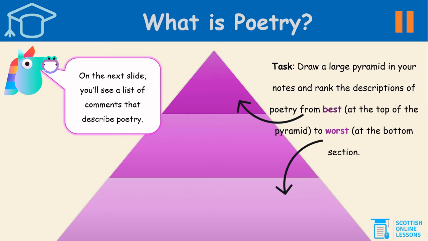So you're going to write out which ones you like the best at the very top and the ones that you think don't apply as well to poetry at the very bottom. So you'll probably take a whole page to do this. So feel free to pause right now and draw out your pyramid.